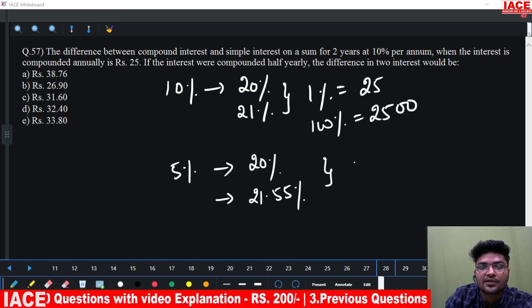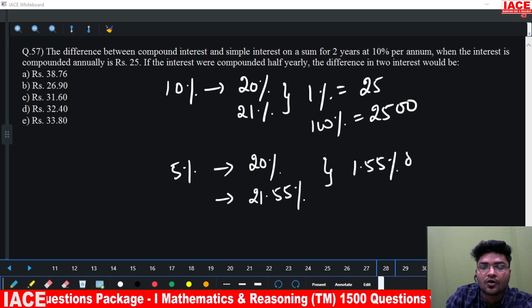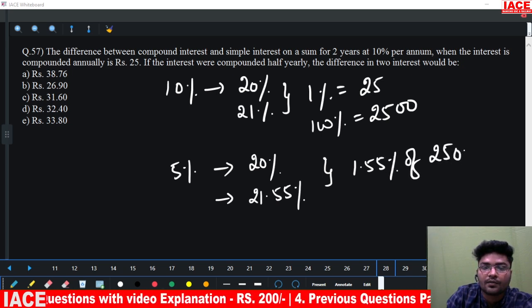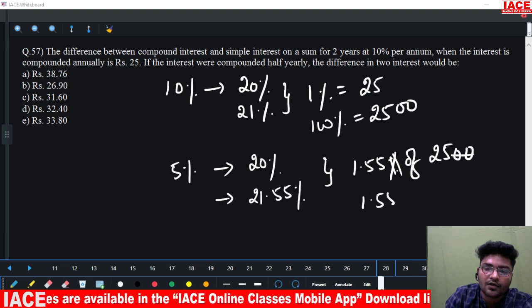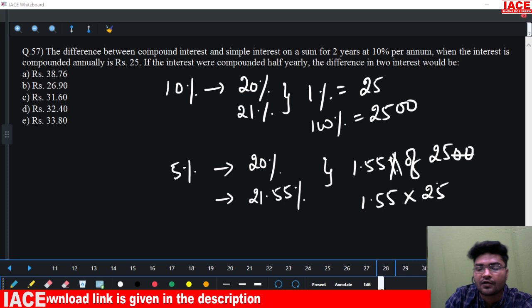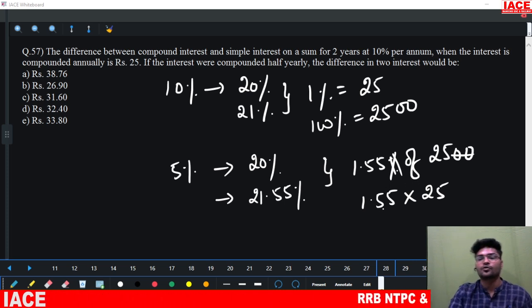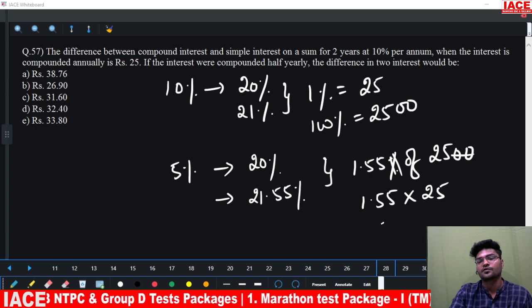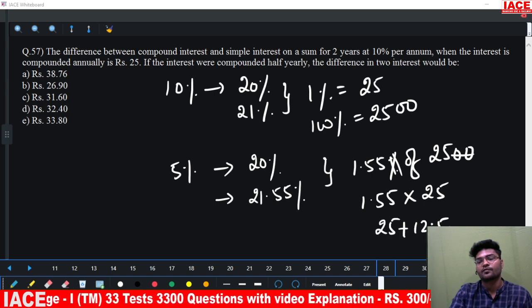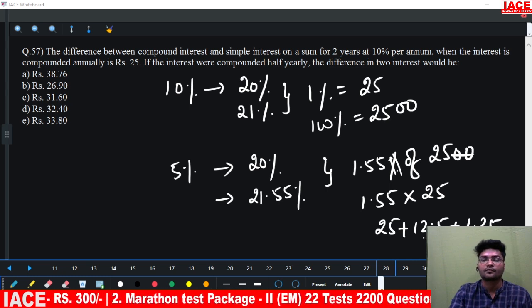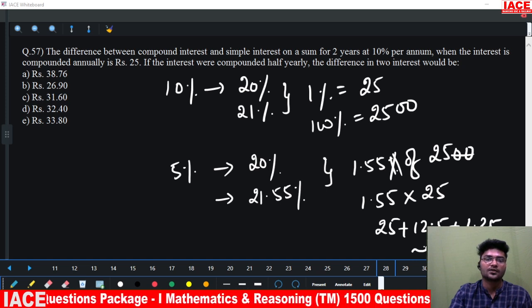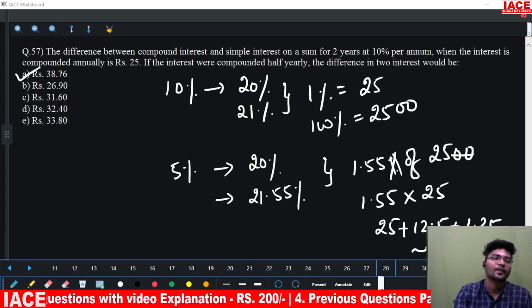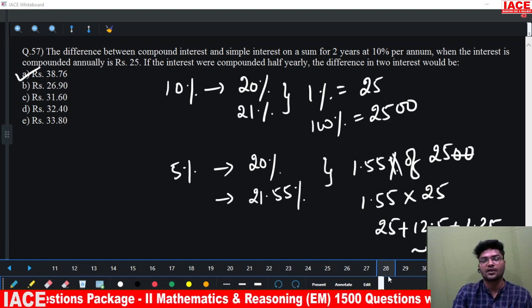Difference of simple and compound interest is again 1.55 percent of 2500. Percentage will cancel out two zeros. That means 1.55 into 25, approximately. 1 is already 25, 0.5 is 12.5, so 25 plus 12.5 plus again 1.25. Approximately this will come out to be slightly more than 38. That is our option A. Option A is our correct answer.